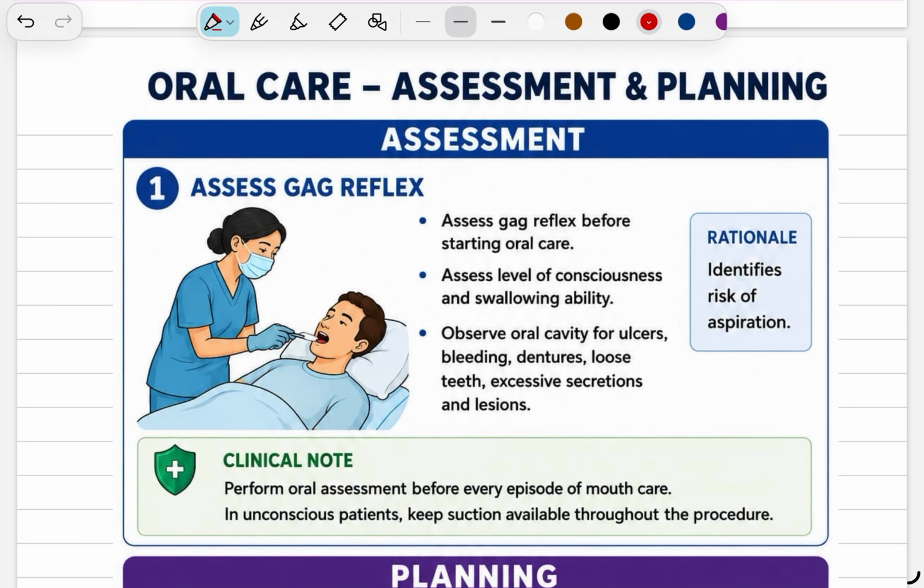Now we will come to the procedure steps. In oral care, first we do the assessment, next planning, later implementation, later evaluation and documentation. First, we take a tongue depressor and check the gag reflex. Why do we check? To identify the risk of aspiration. If there are any dentures or loose teeth, we also need to observe and clean them. First and foremost, we need to observe the gag reflex. Clear? Okay.